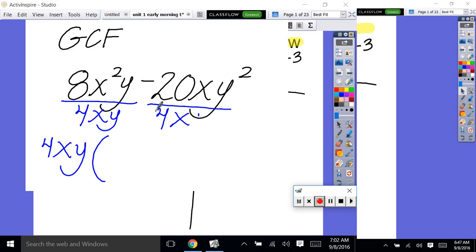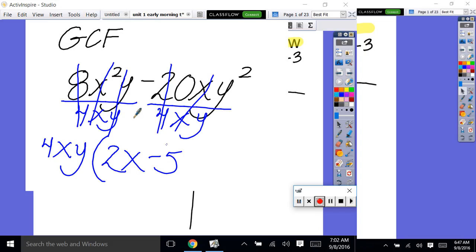Okay, so let's divide it in pieces, guys. 8 over 4 is 2, correct? X squared over x is x. Y over y is 1. Don't say 0, it's 1. Then negative 20 divided by 4 is negative 5. X over x is 1. Y squared over y is y.